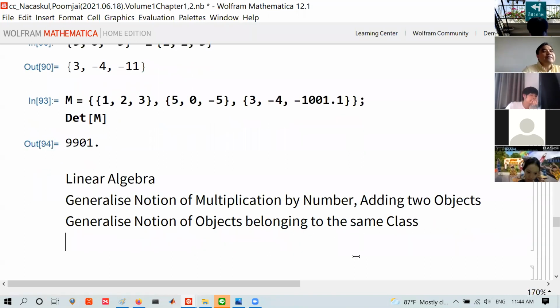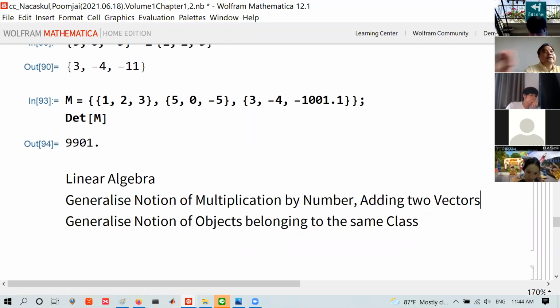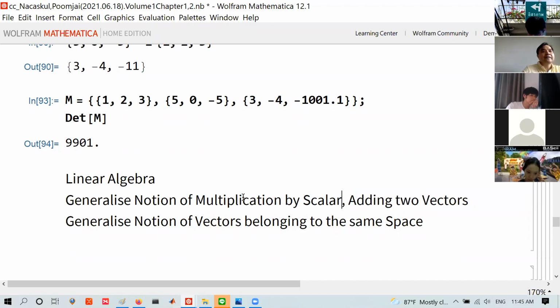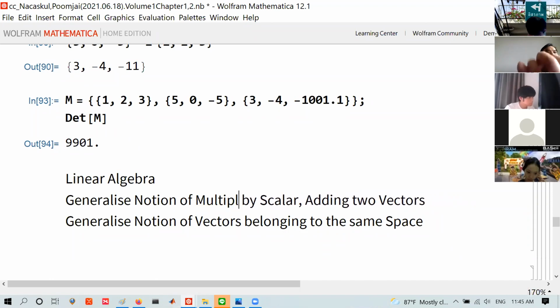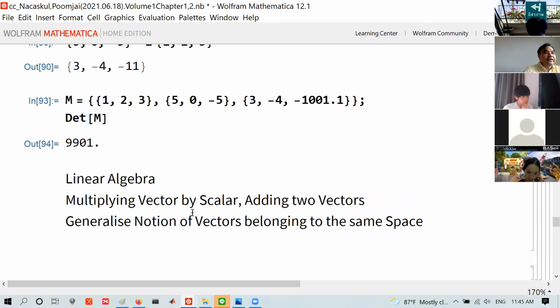Yeah. So it's the same thing that you did before, but now you do this with vectors. So instead of objects, you have vectors. Okay. So what can you do? You can multiply by a scalar. Multiplying a vector by a scalar. Okay, so you can do this.